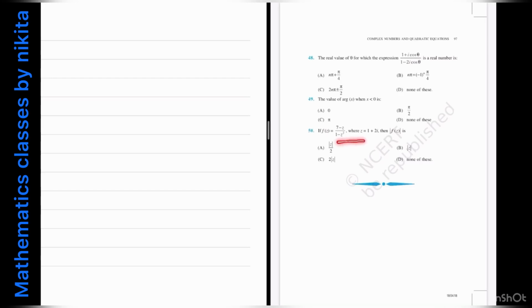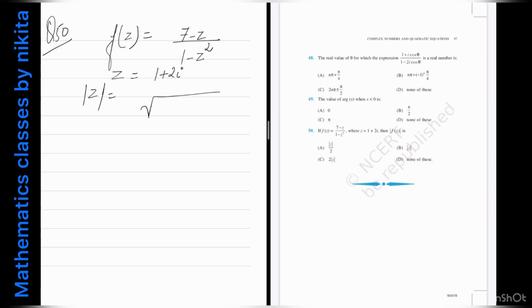by 1 minus z square, where z is equal to 1 plus 2 iota, then mod of f of z is. So question number 50. So given is f of z is equal to 7 minus z divided by 1 minus z square, where z is equal to 1 plus 2 iota. So first of all, let's find what is mod of z. So mod of z is equal to under the root 1 square plus 2 square, which is 4, which is root 5.